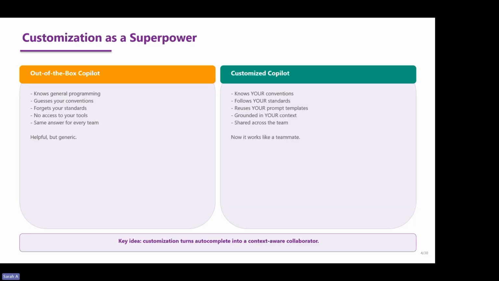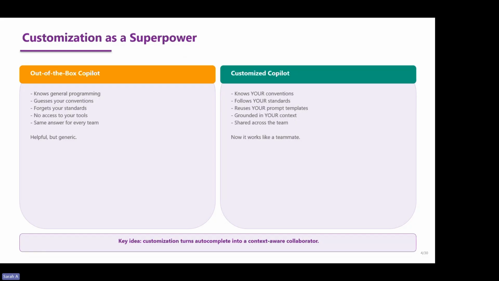So the first thing I want to talk about, let's paint a picture. On the left, you can see what every brand new Copilot has. General programming, it can write a function. It has no idea what your project actually looks like, right? It guesses at your style. It picks a random language like Python or JavaScript. And tomorrow when you ask this exact question, it might be slightly different because it has no memory of how your team does things, the conventions, the standards, right? So that is where customization comes into place.